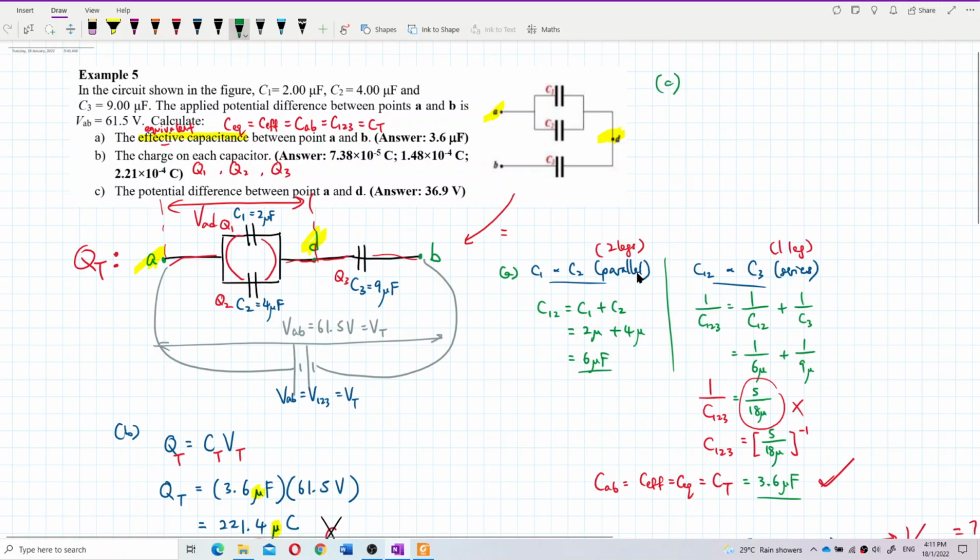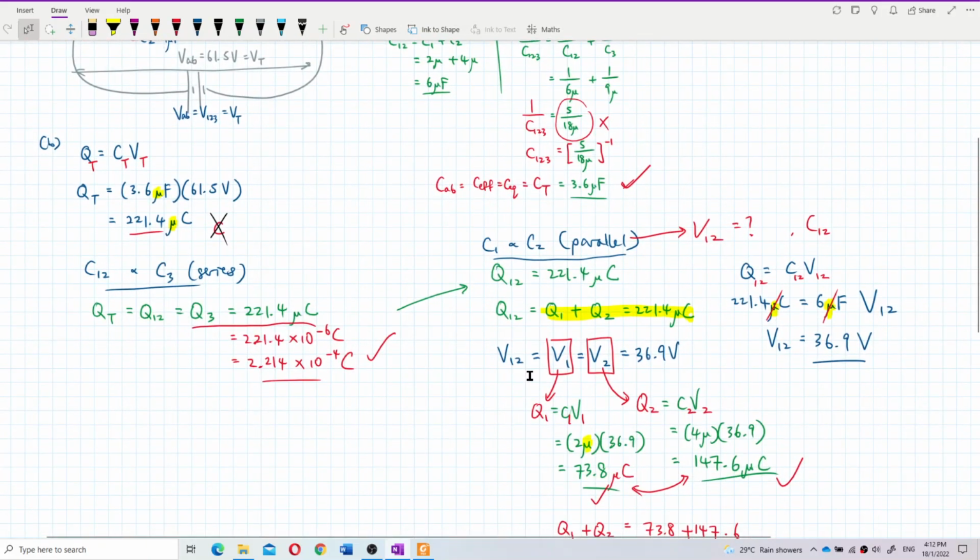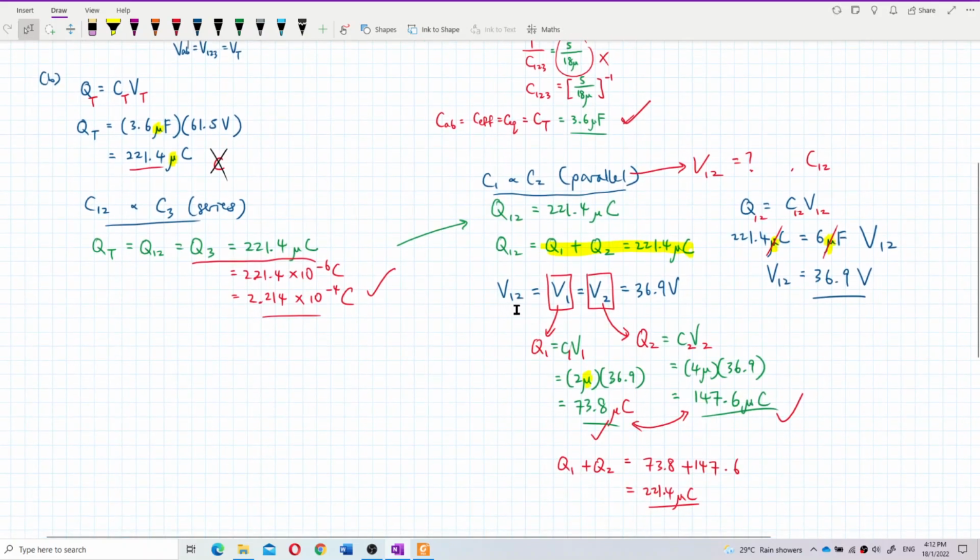Okay, question C. Voltage AD is actually the voltage between C1 and C2, isn't it? That means it is equal to V12. Do I have already the V12? Yes, I already got it in the process just now. V12 is 36.9.